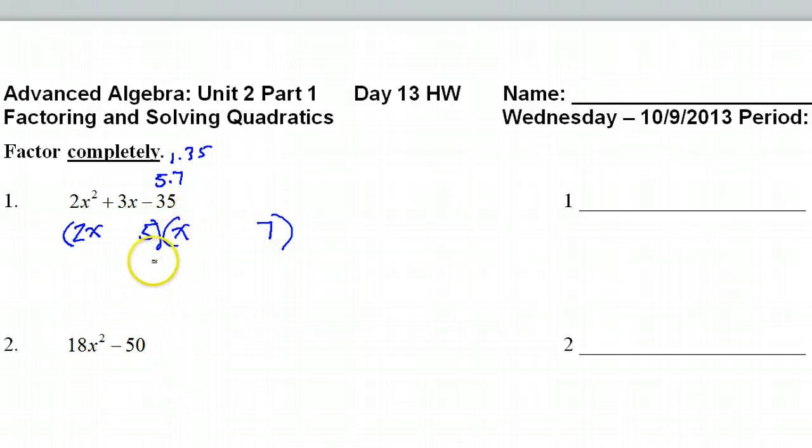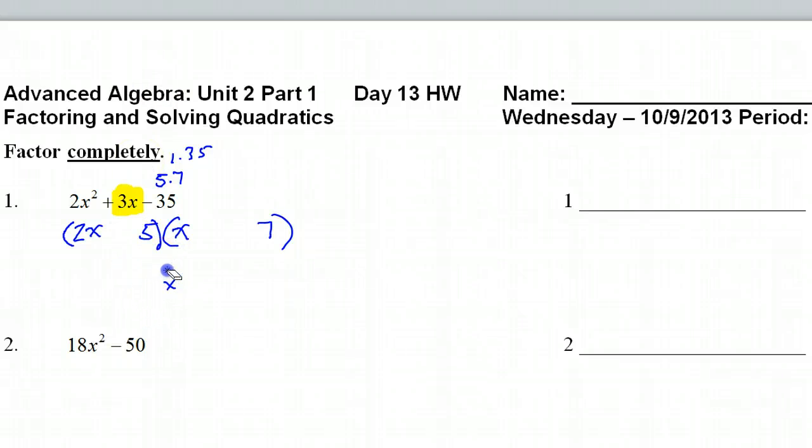So I will try 5 times 7 like that. Now inner, I've got 5x. Outer, I have 14x. I'm trying to get this middle of 3x. There's no way to get 3 out of 5 and 14, no matter how I pick the signs. So that's not looking good.